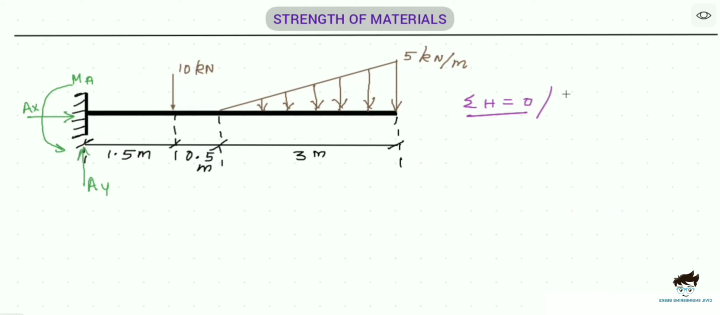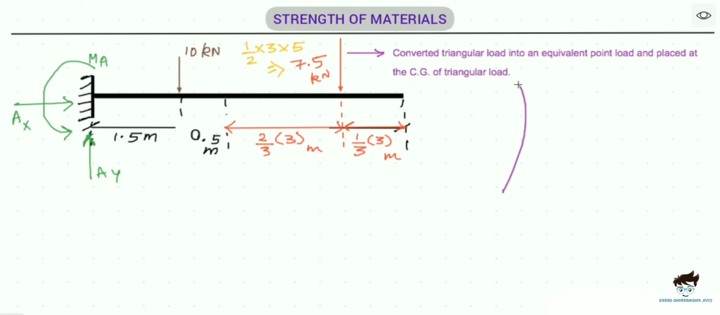First, using summation of H equals to 0, that is summation of all the horizontal forces equal to 0, we will get AX equals to 0. Actually, you don't even have to find this because by seeing the load itself, it is evident there are no horizontal forces acting on our beam. So obviously, the horizontal reaction will not develop at the support, right?